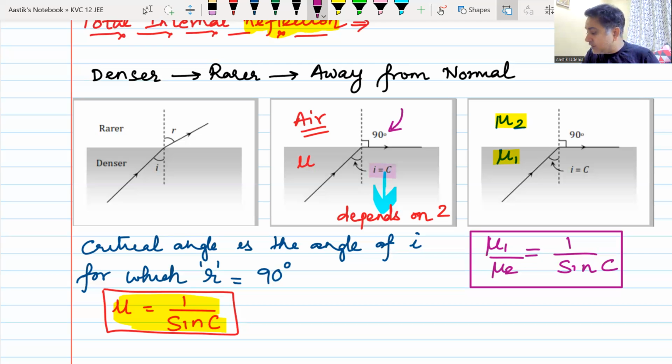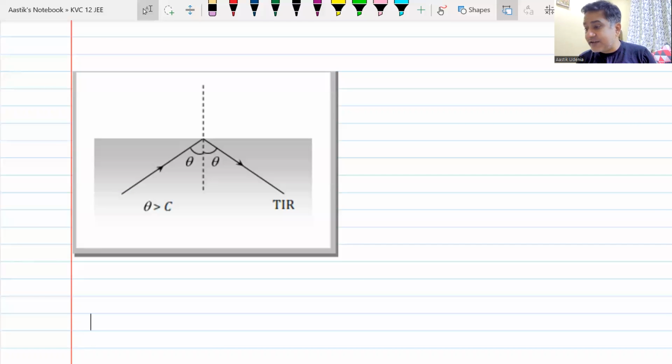Now, my dear friends, the question is, what happens if your angle of incidence is more than your critical angle? What will happen then? It cannot go any further because 90 degrees is the maximum angle that it can have. What will happen if the angle of incidence is more than the critical angle? It enters the same medium.